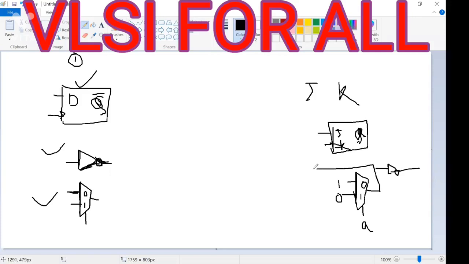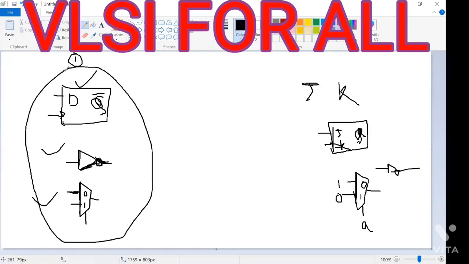Why do you want to make a buffer? First, tell me. In order to convert that circuit into a D flip flop, because basically a D flip flop acts as a buffer. Whichever is the input, that will be the output. Correct. But our aim is to make a JK flip flop using these three elements. This is the question.